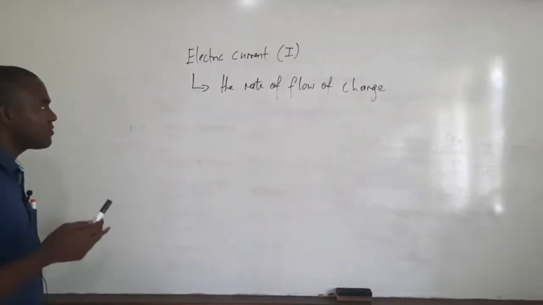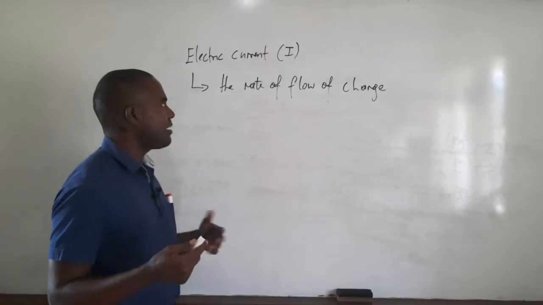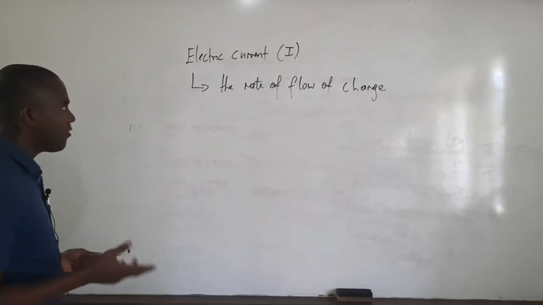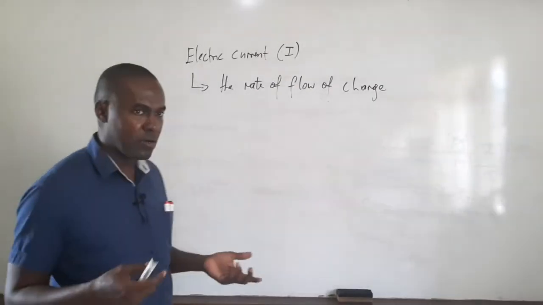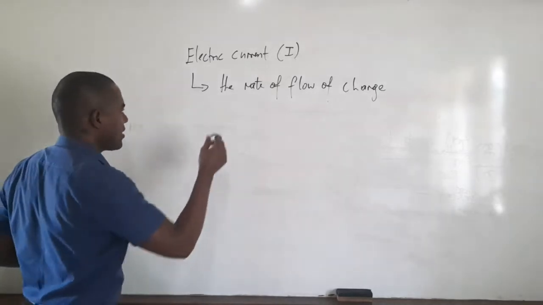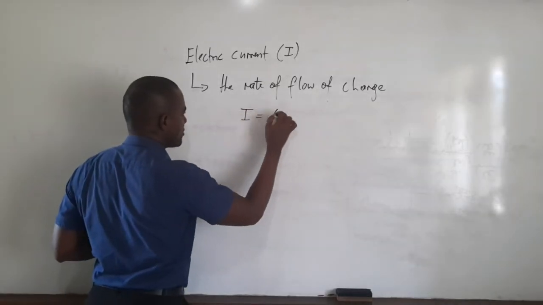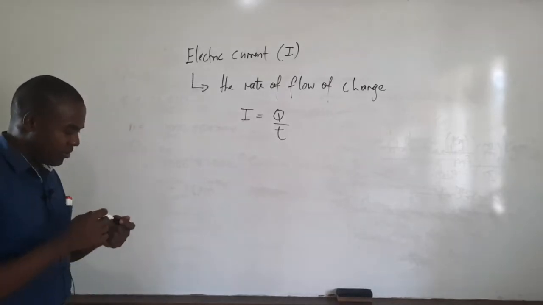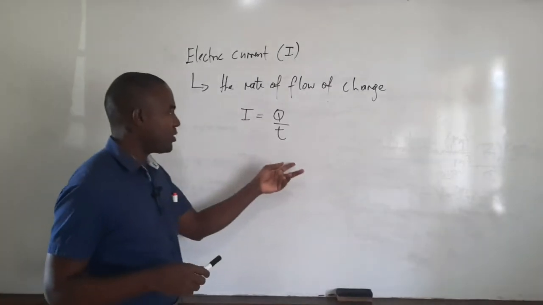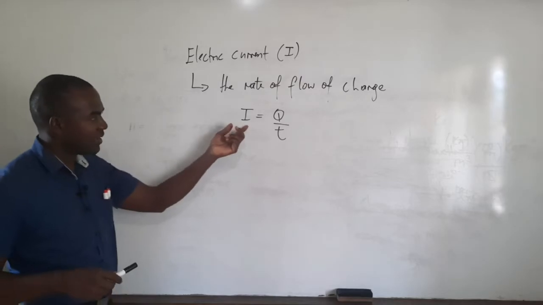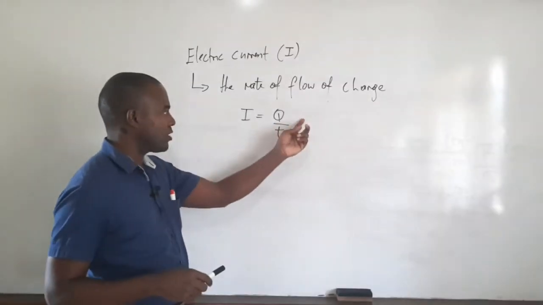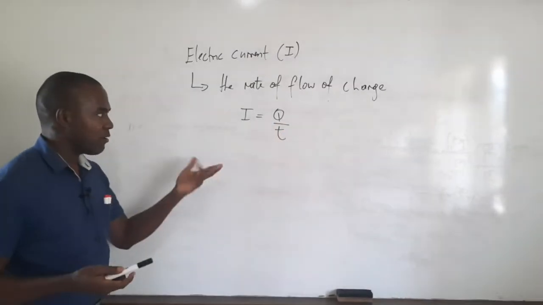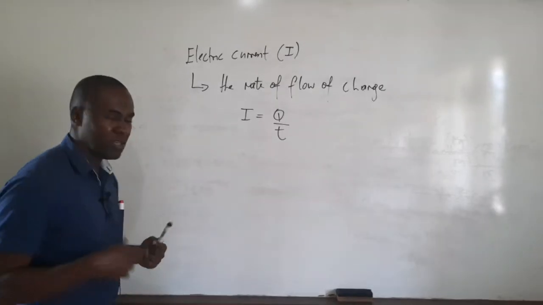So using the symbols for charge, Q, time, t, and current, I, the equation which relates current, charge, and time is given by I equals Q over t. This is a defining equation which expresses electric current I in terms of charge flowing Q and time t. And of course, from this equation we can make Q the subject.